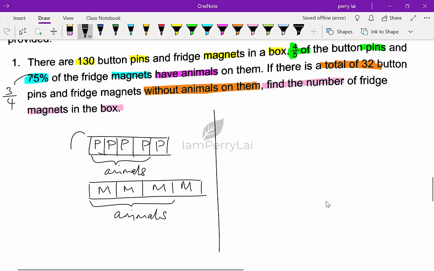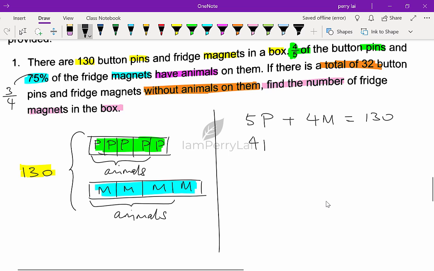Oh, wait, that's a total. Total of 130 items. So that's from the yellow highlight. Cool. These are the greens, the pins, and fridge magnets. Okay, cool. So this shows me that 5 parts of the pins plus 4 parts of the magnets will give me a total of 130 items. 4 parts of the pins plus 3 parts of the magnets is a total of 32.